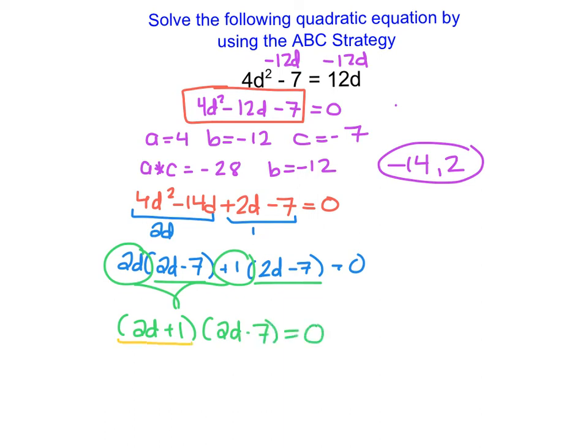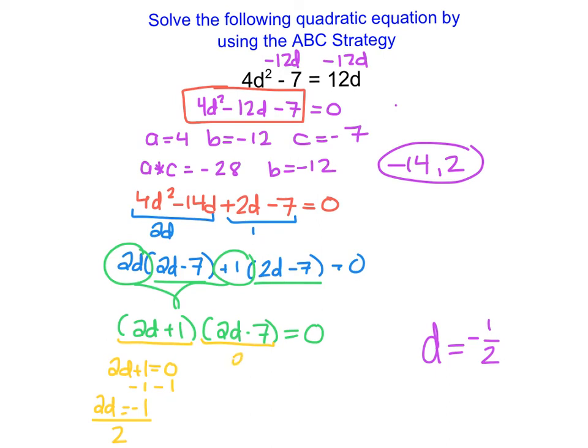Now from here, I have something times something is equal to 0. So this is the zero product property. And as a result, I can set each part equal to 0 and solve. So this first one here, I subtract 1, and then divide by 2. So I find that one option for d is that d equals a negative 1/2.